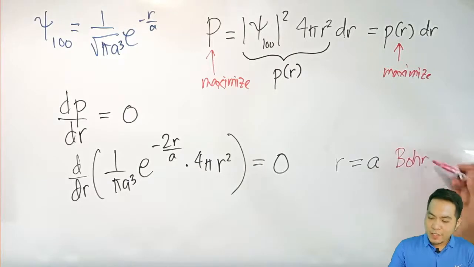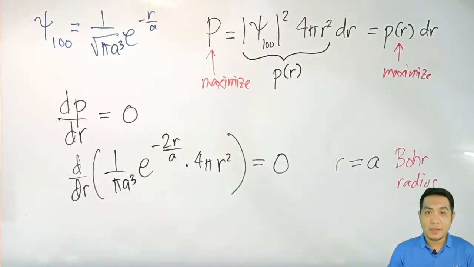So this is actually another definition of the Bohr radius. This is the most probable position of the electron when the electron is in the ground state. So that is the definition of the Bohr radius: the position of the electron in the ground state with the highest probability.